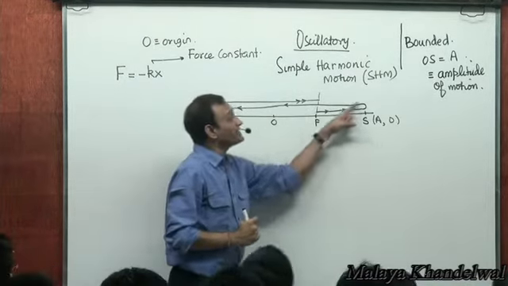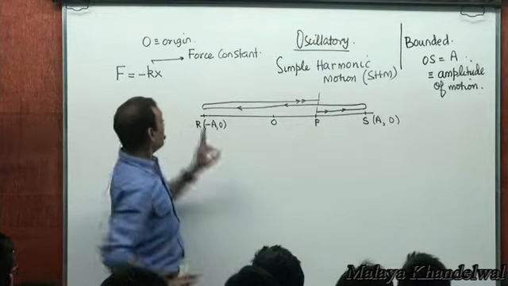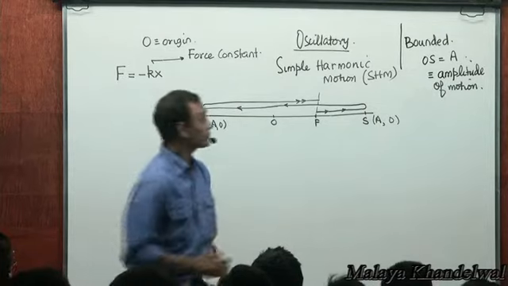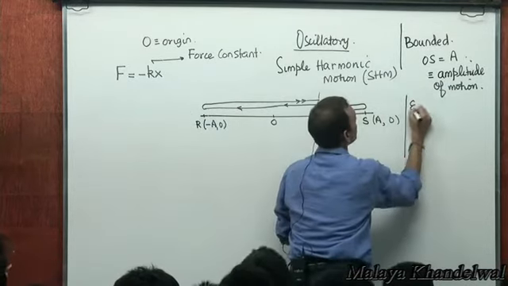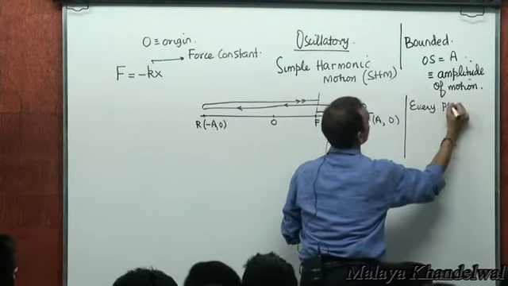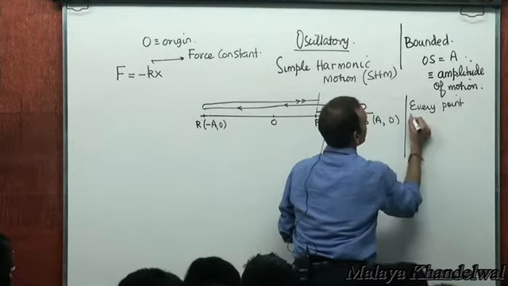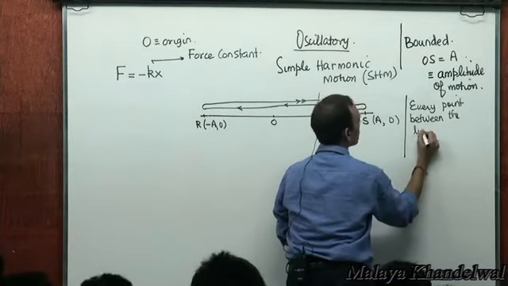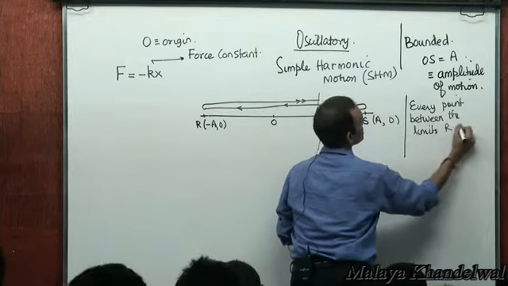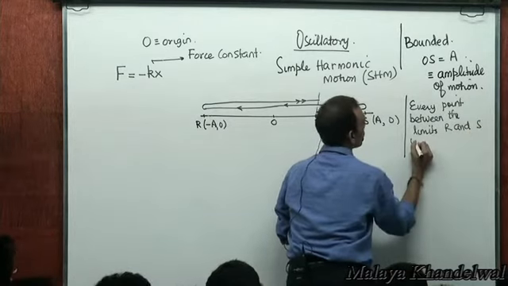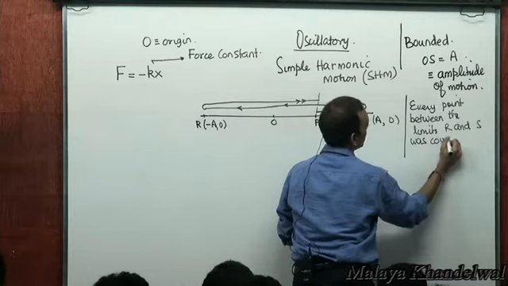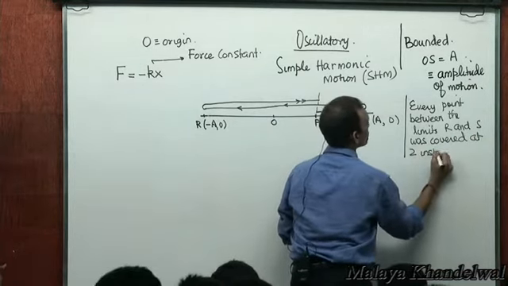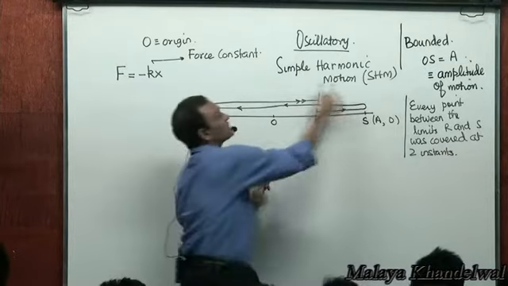Now, while it did this, every point between R and S was covered at 2 instants of time. See, notice that every point between the limits R and S was covered at 2 instants of time during this journey, during this cycle.